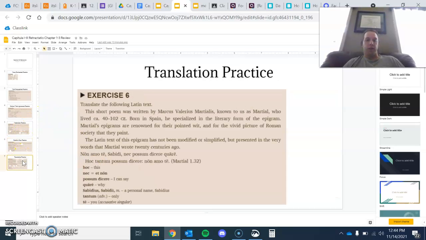And then lastly, a little translation practice. All of this writing down here is to explain and set up this little 2-sentence poem written by a man named Martial. It's actually called an epigram. Non amo te, Sabidi, nec possum dicere quare, hoc tantum possum dicere, non amo te. So just see if you can translate this. I've got some helpful vocabulary down here.